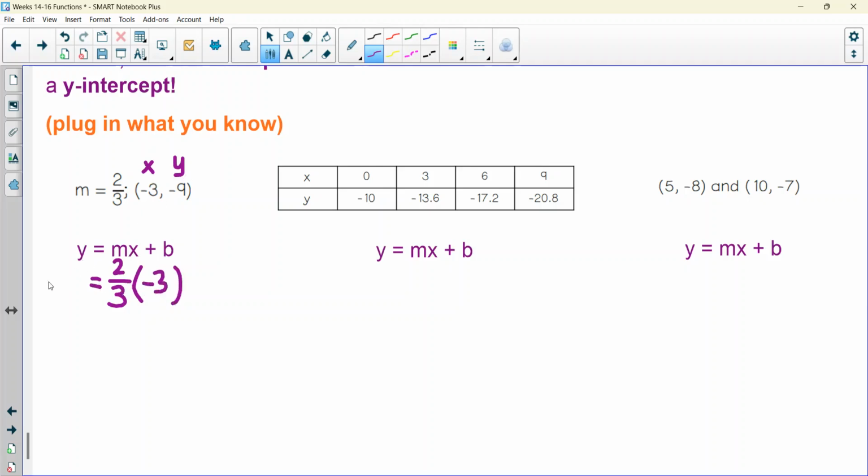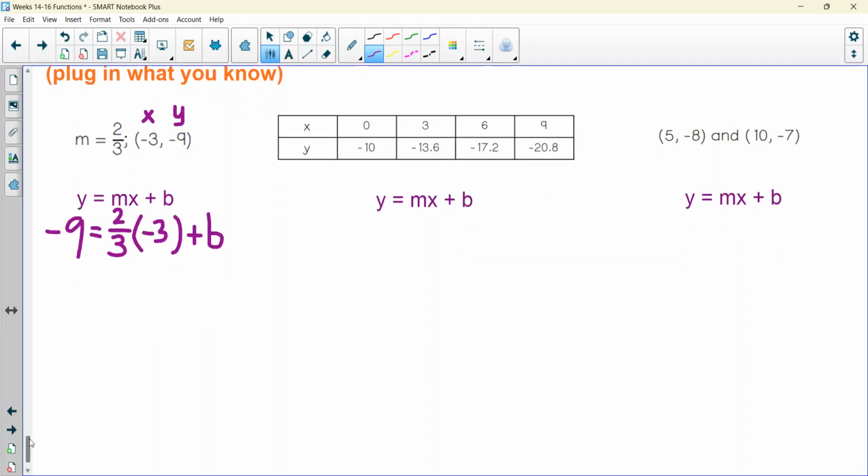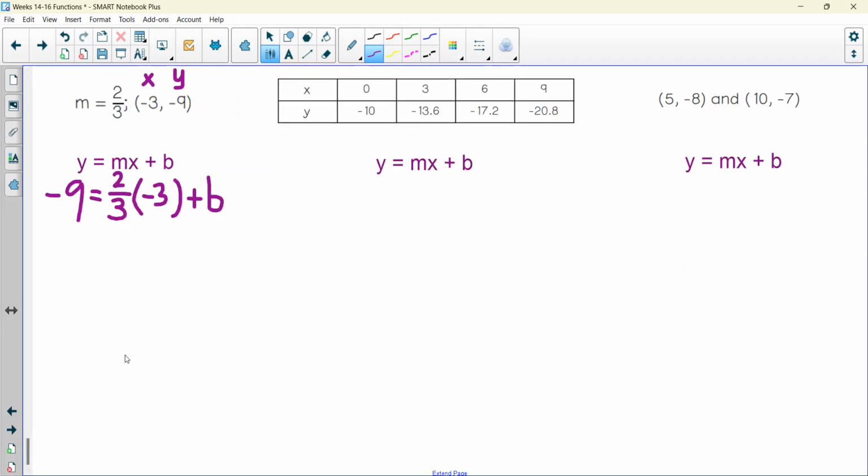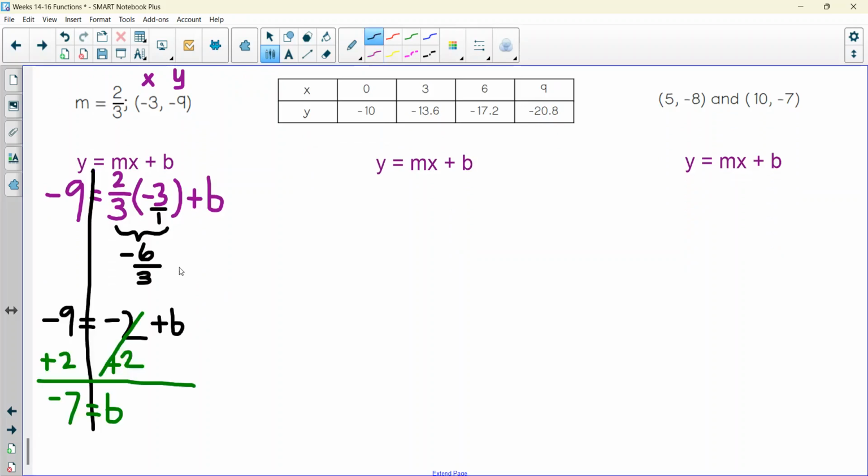Y is getting substituted with negative 9. And then I don't know what b is yet, so I'm going to bring this down. And now I'm ready to solve for b. We will use a little bit of video magic to make that happen. And now we see that b is equal to negative 7.